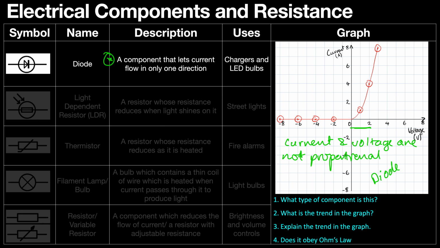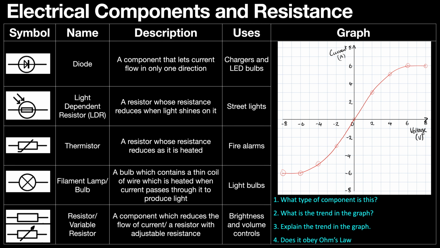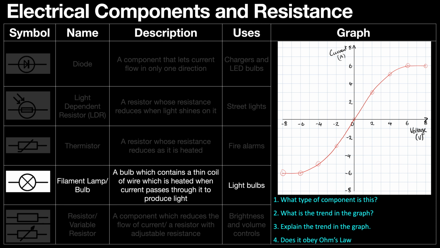Let's take a look at another one. Pause the video and see if you can figure it out. This component is a filament lamp, and we can see that current and voltage are directly proportional, but only at very low voltages. Remember, voltage is the energy per charge, so this relationship is only proportional at low energy. As energy increases, or voltage increases, in the positive and negative direction, this relationship no longer holds true.